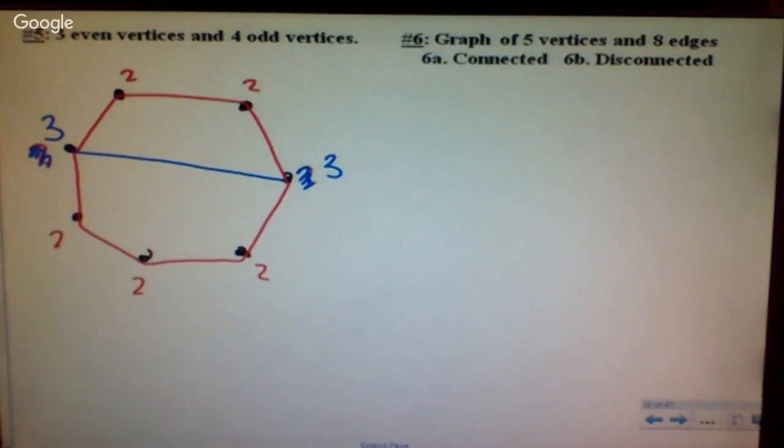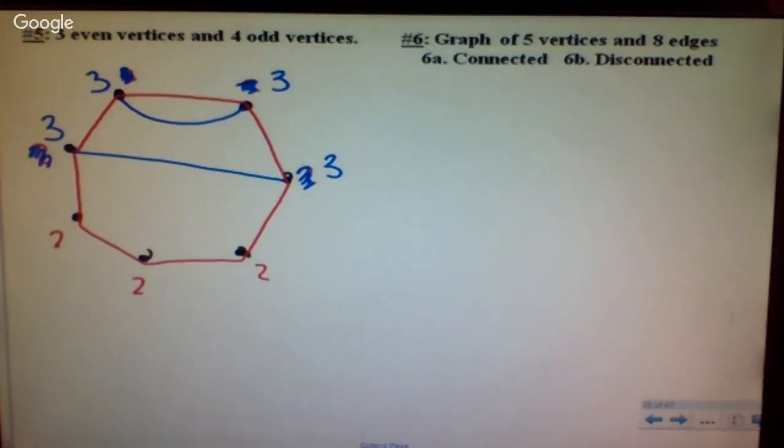So you've added an extra line. And all we need is one more line. You can connect any 2 points that you want. I can even go like this. And that changes this to a 3 and this to a 3. So anytime they tell you you need so many odd and so many even, my suggestion to you is always start with a bunch of even.